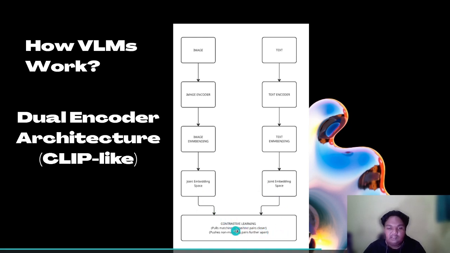And the last is contrastive learning. Contrastive learning is where the model learns to pull matching image and text pairs closer. If the image and text do not match, it will push non-matching pairs further apart.